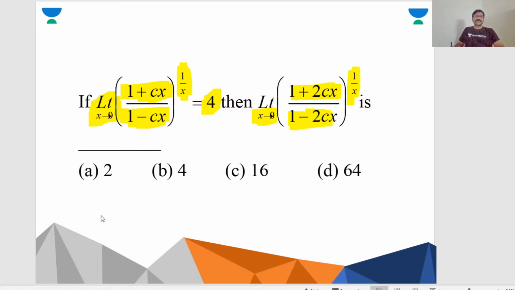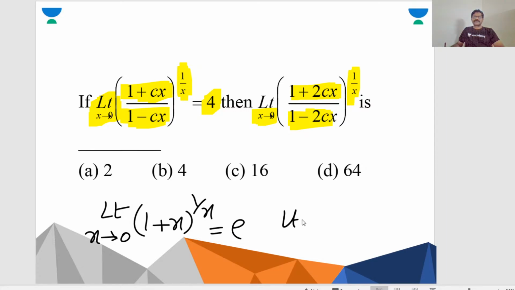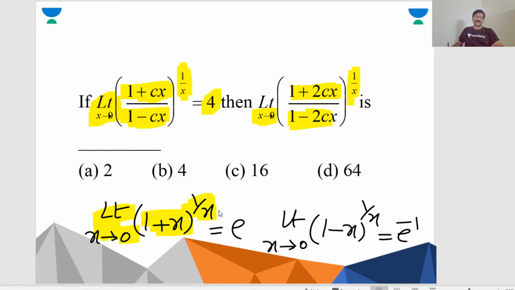Formula is limit x tends to 0, (1 plus x) whole power 1 by x is e. Limit x tends to 0, (1 minus x) whole power 1 by x is e power minus 1. This is the suitable formula we have to apply in this problem.